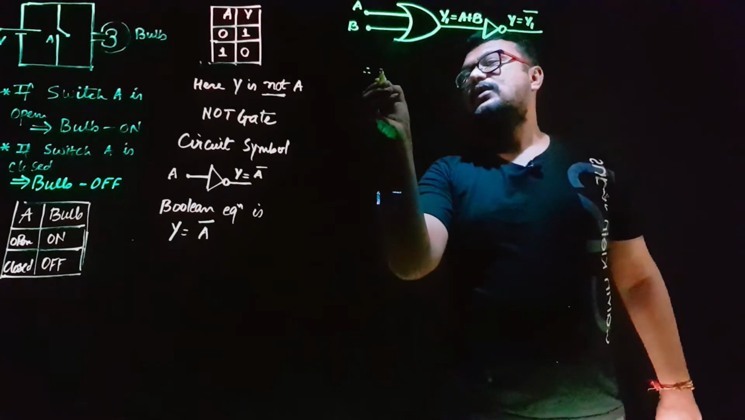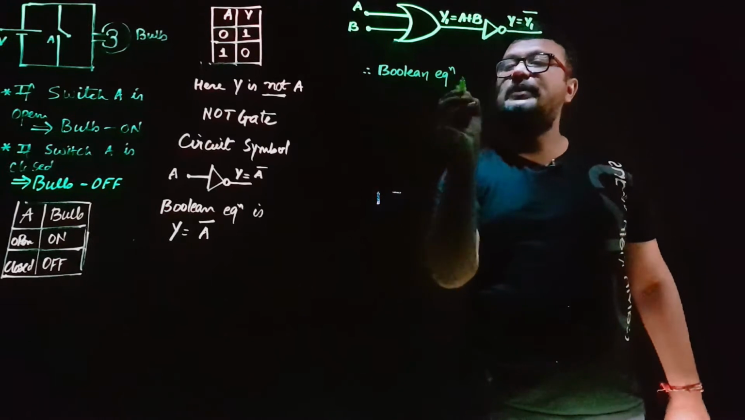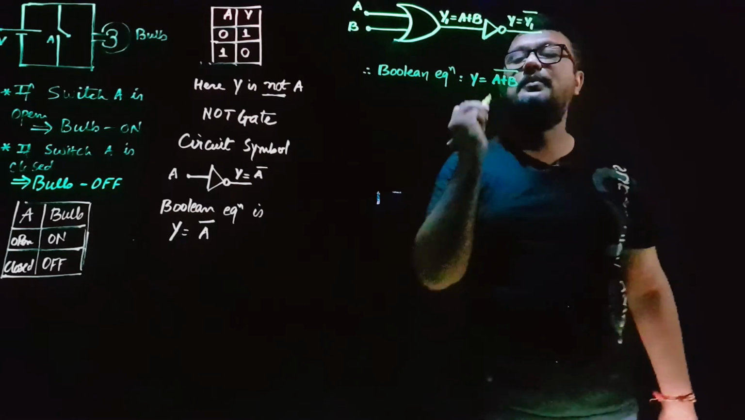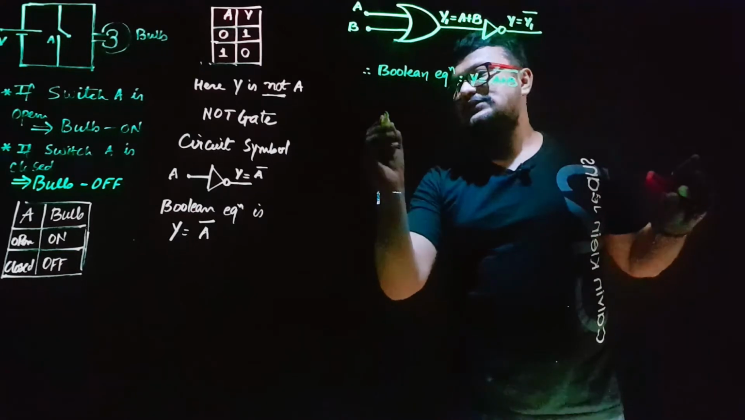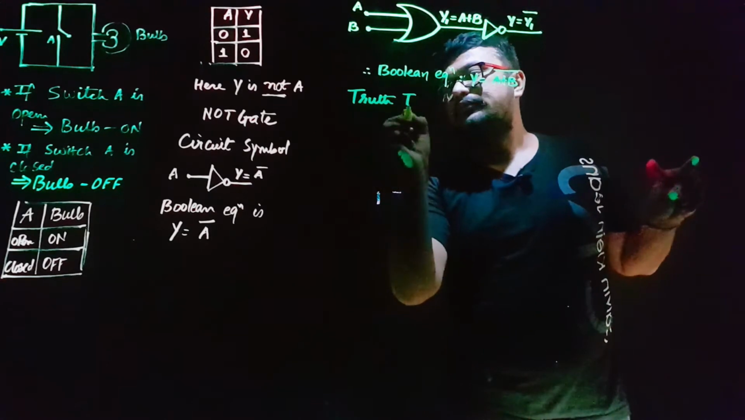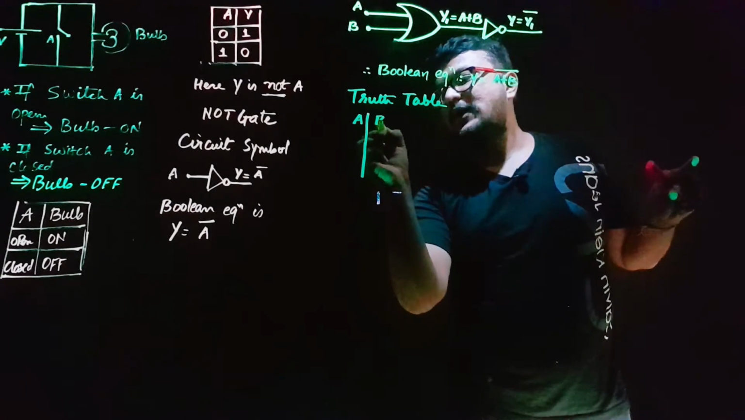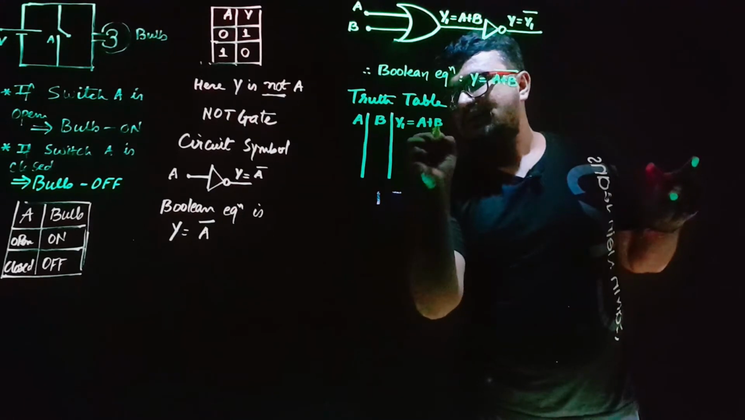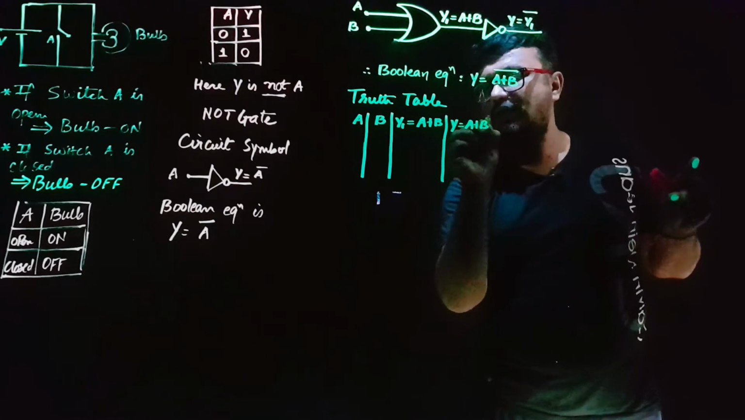So therefore here the Boolean equation will be Y is equal to Y1 bar. Y1 is actually A plus B, so Y is A plus B whole bar. This will be the Boolean equation. Now if you want to draw a truth table for this, then we will require A, then we will require B, then we will require Y1, which is actually A plus B, and then we require Y, which is equal to A plus B whole bar.